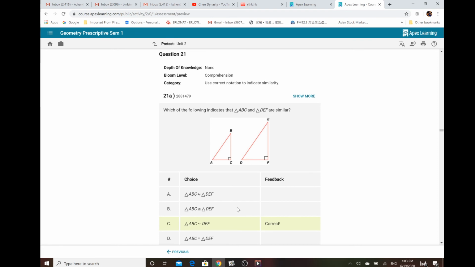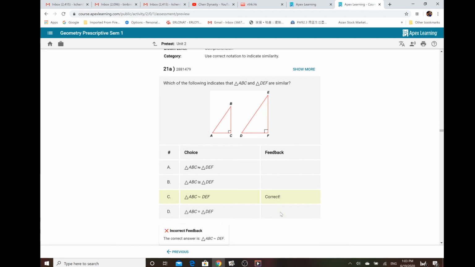And what about the right triangles, similarity of the right triangles? Which of the following indicates that triangle ABC and triangle DEF are similar? This one, you can state that triangle ABC is similar to triangle DEF. Not congruent, not about, not equal, but similar. This one is missing the little triangle symbol here.